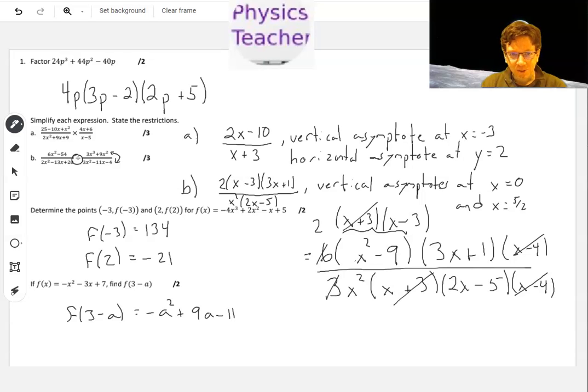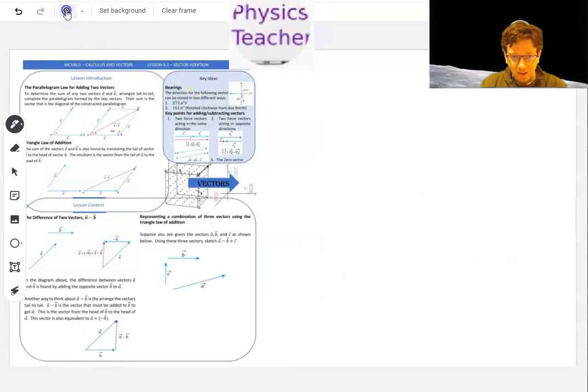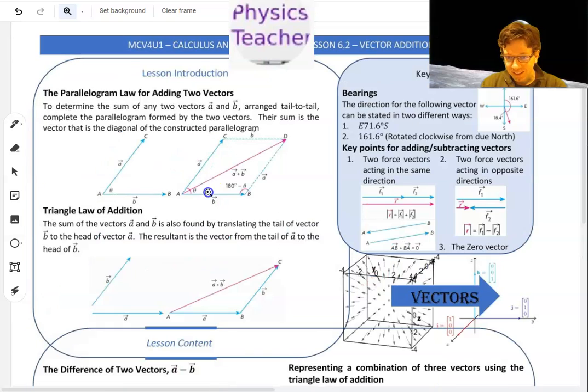All right, so today's lesson, we're going to be adding vectors, and we're going to learn how to do that. So let's say we have two vectors, A and B. In this case, A is just AC. I'm just labeling it as a vector A, and B is AB.